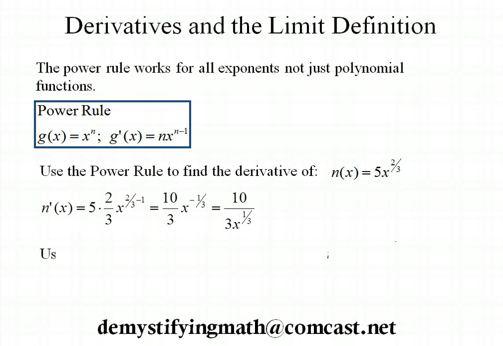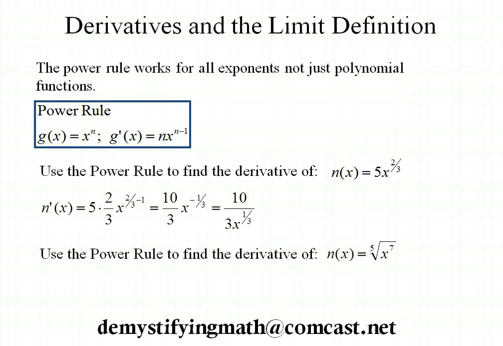Let's try one more. So suppose that we were given the 5th root of x to the 7th. The first thing that you want to do is rewrite that as a power. So that's going to be x to the 7/5. And then what you want to do is take the derivative of that. So the 7/5 comes in front as a product of x, and reduce your exponent by 1. So you have 7/5 x to the 2/5.